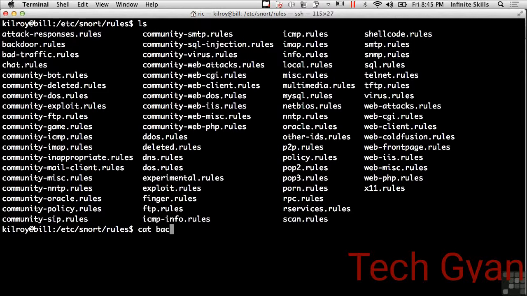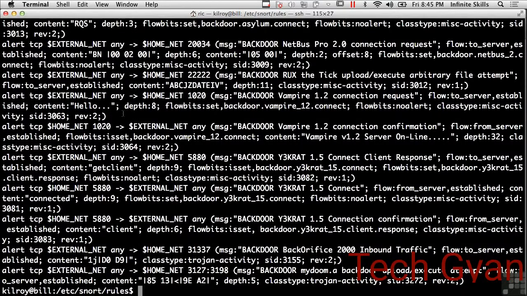So I could take a look at backdoor rules. For example, the one at the top says alert on a TCP packet, any external network, and the source is any, and the destination is the home network, and these variables that have the $ sign in front of them are defined in a configuration file. And there's a lot of other details here about flow bits and offset and some other stuff. You have to know a fair bit about what the packet looks like in order to write these rules.